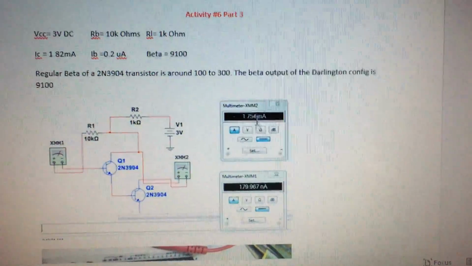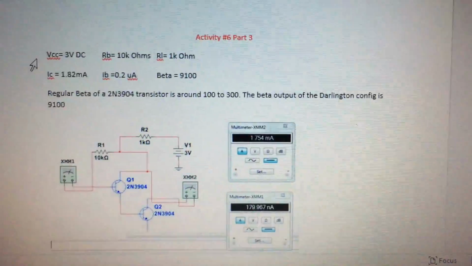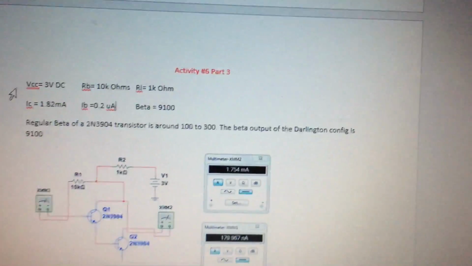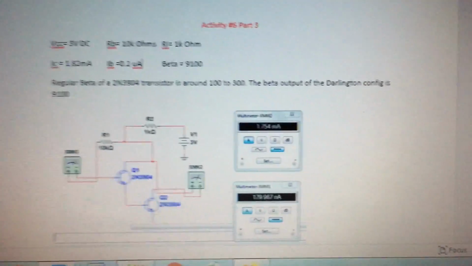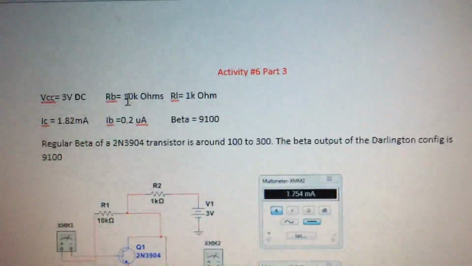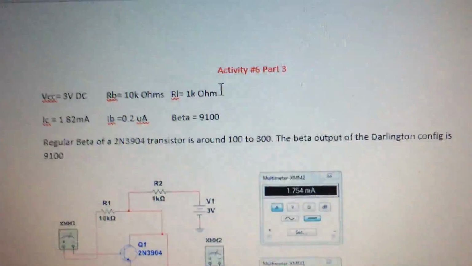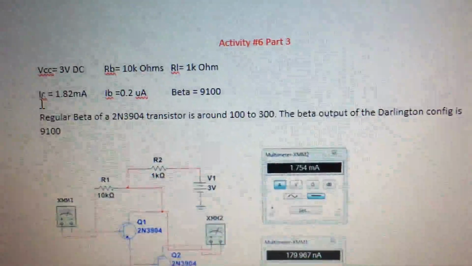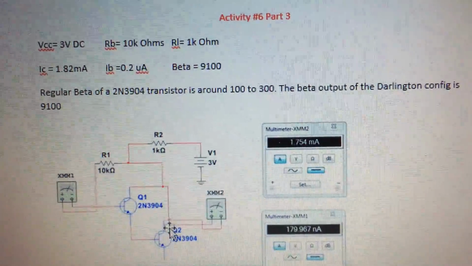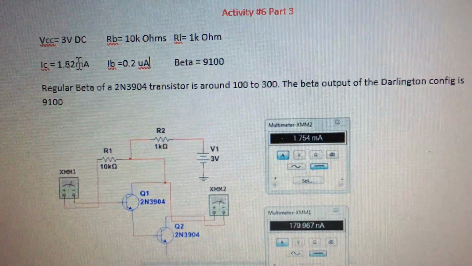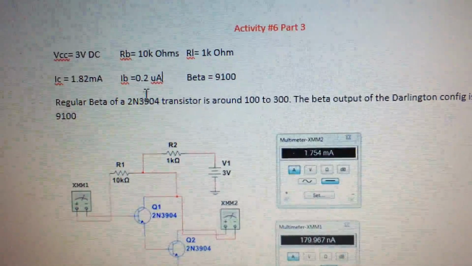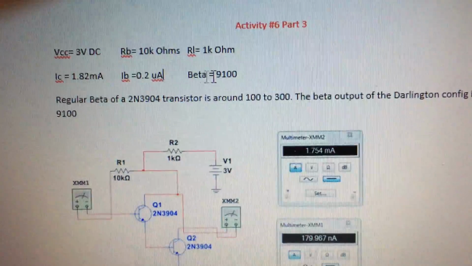So, okay, part 3 was to set up a Darlington configuration circuit. For this one, VCC was 3 volts, the base resistor was 10 kilo ohms, the load resistor was 1 kilo ohm. The current measured at the collector of the second transistor was 1.82 milliamps. The base current of the first transistor is 0.2 microamps.